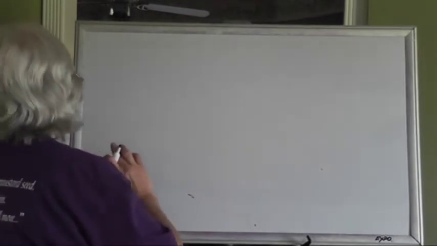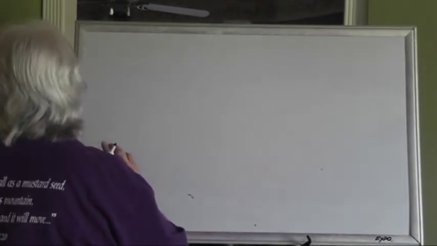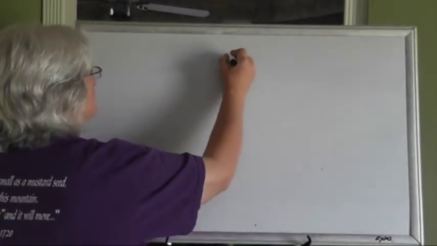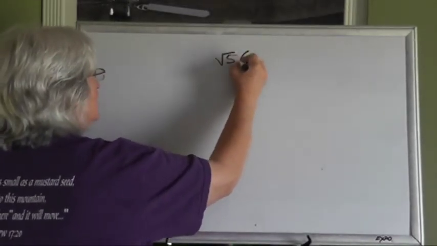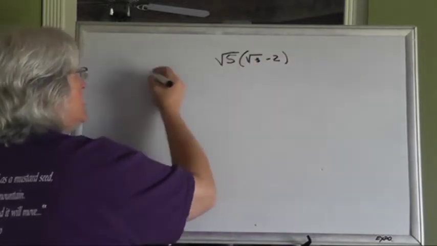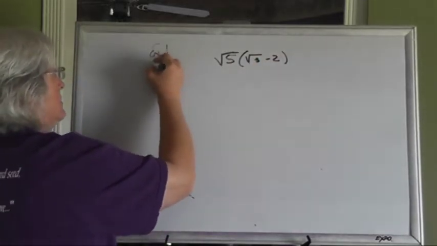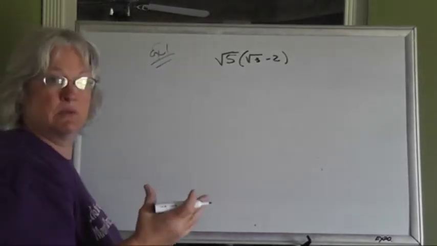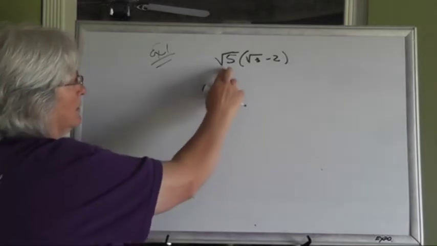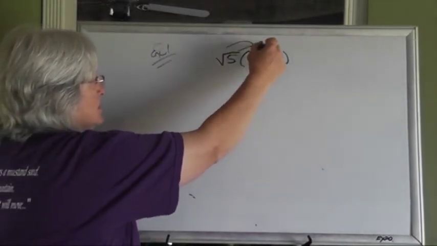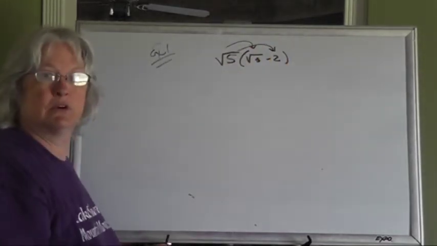So let's go ahead and do this first example here. It says multiply the square root of 5 times the square root of 3 minus 2. And this is example 1 in section 10.8. This is simply the distributive property. We have a factor on the outside that we multiply against each individual term in here.